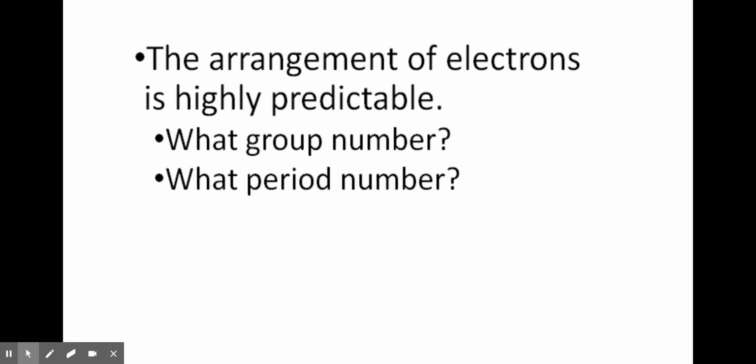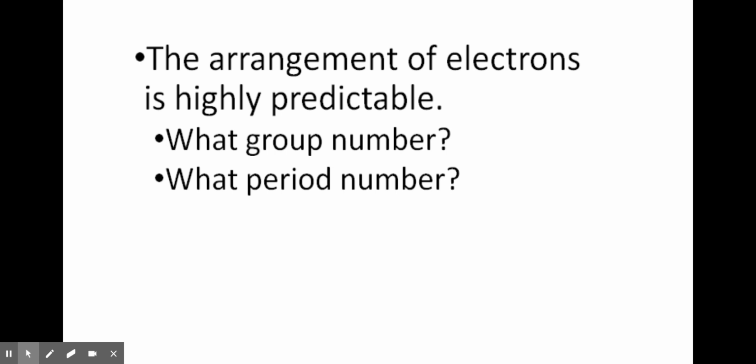What does that group number tell us? That group number tells us how many valence electrons we have, okay? So it should have 6 valence electrons. Well, if we have a total of 16 electrons and 6 of those are valence, how many electrons are considered core? You just do some subtraction. I apologize. So 16 minus 6 gives us 10, okay?